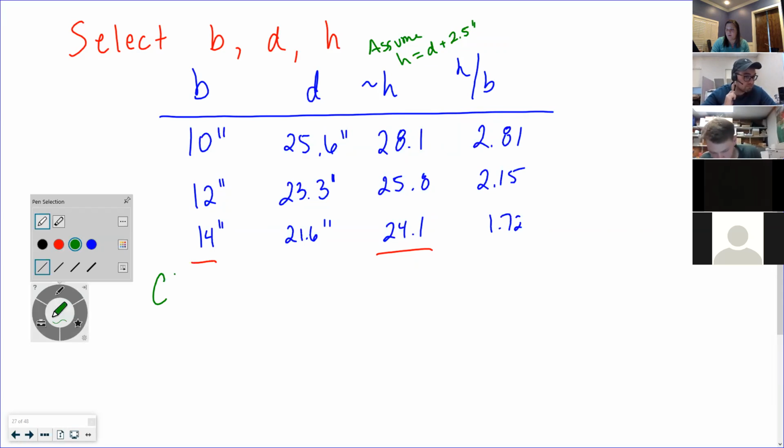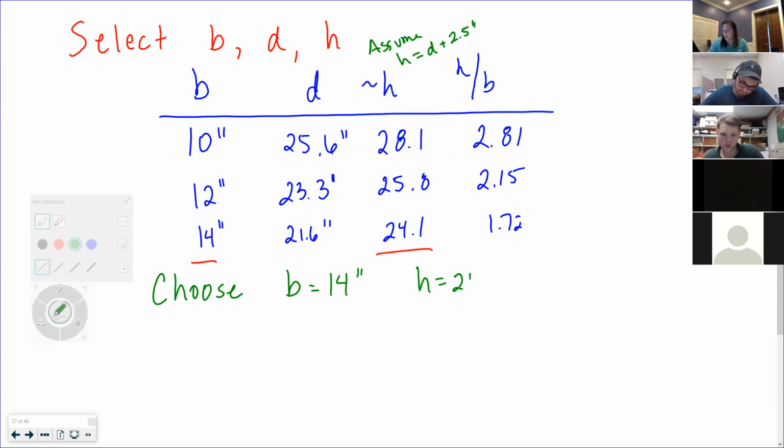Did anybody else go ahead and choose anything? I chose 26 for H and 12 for B. That's what I had. Because with my number, when I solved for D, it was 23.48. Don't you have to add the 2.5? You said to round up, so I went with 26. Yeah, and that's fine too.